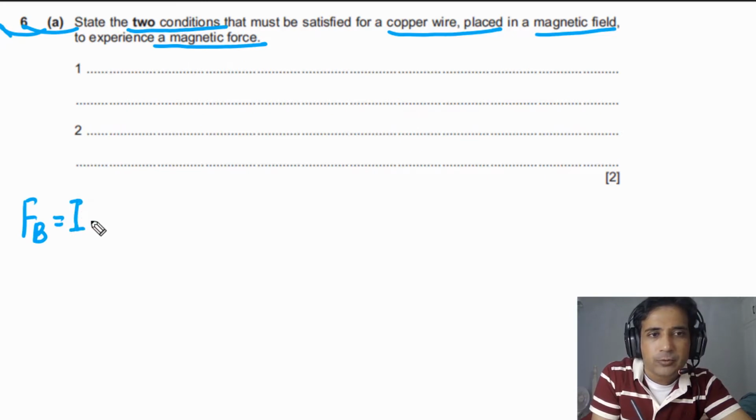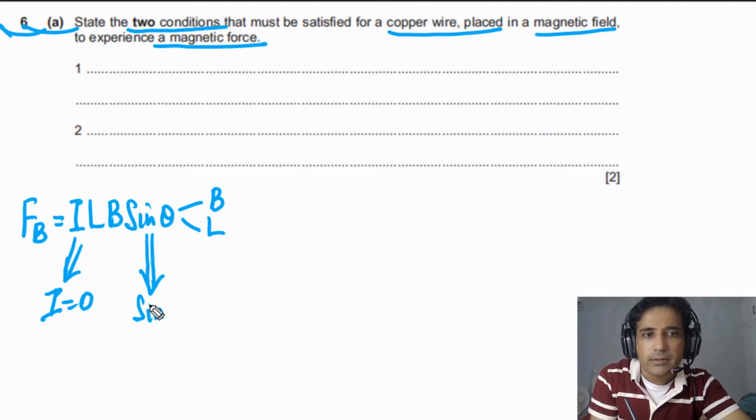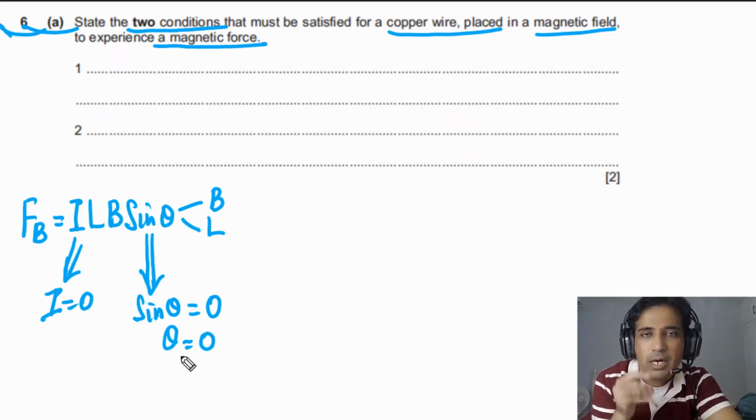F_B, the magnetic force, is equal to I times L times B times sine of theta, and theta is the angle between B and L. Now we need to understand, if I is equal to 0, it simply means that there will be no force on the wire. And if sine of theta is equal to 0, then also there will be no force on the wire. Sine of theta equal to 0 simply means that theta is equal to 0. So if theta is equal to 0 or current is equal to 0, there will be no magnetic force on the wire. And simply these 2 points we have to mention in our answer.